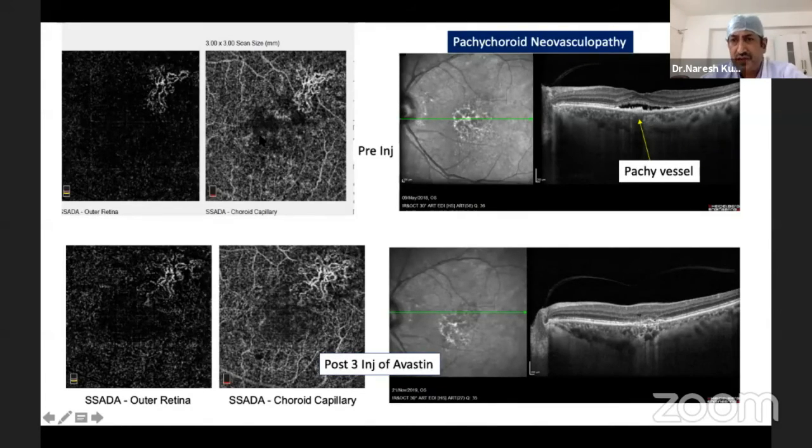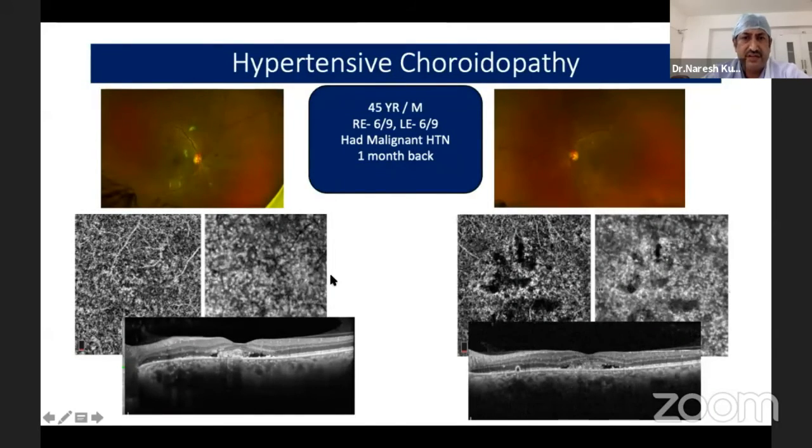So any elderly patient, around 40s, 50s, with a chronic CSR, with an irregular shallow PED, you should always get OCTA done. And it is very good to pick up this neovasculopathy. This is known as pachychoroid neovasculopathy. This could be a sort of precursor. These patients with time could develop PCV also. And this is a very interesting case.